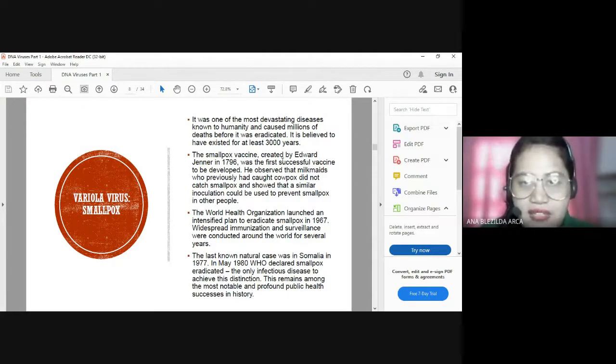Okay? It has existed for at least 3,000 years. That is how long smallpox was in the world. But because of Edward Jenner, smallpox disappeared thanks to vaccines. According to WHO, it intensified a plan to eradicate smallpox in 1967. The last known case was documented in Somalia in 1977. And in May 1980, WHO declared smallpox eradicated. That means there is no more smallpox in the world. Okay? So this is all in the past.